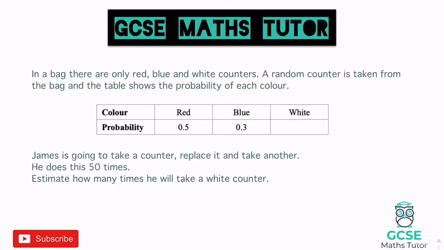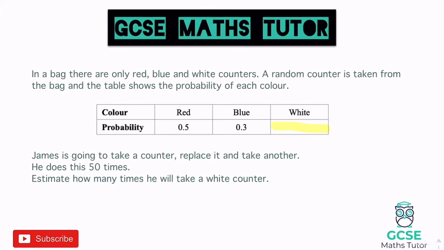So we're going to start with this question here, and it says in a bag there are only red, blue and white counters, and a counter is taken at random from the bag and the table shows the probability of each colour. Obviously though, we can see we are missing a colour, we're missing the probability of white just here, and we'll have a look at that in just a sec. It then says James is going to take a counter, replace it and take another, and he does this 50 times. Estimate how many times he'll take a white counter. Now obviously we don't know the probability of white, but we can actually work that out.